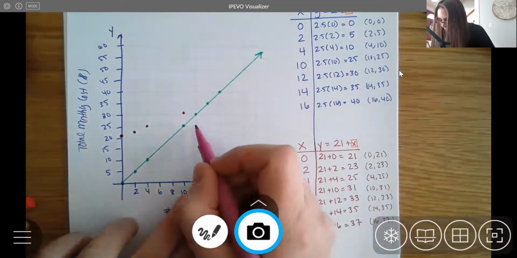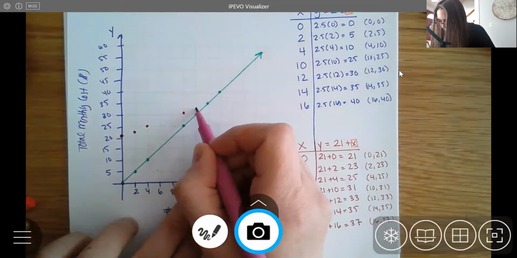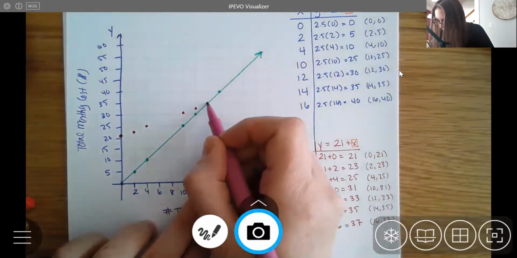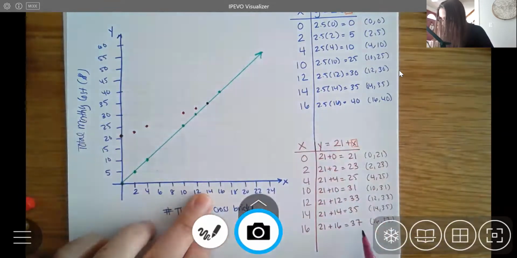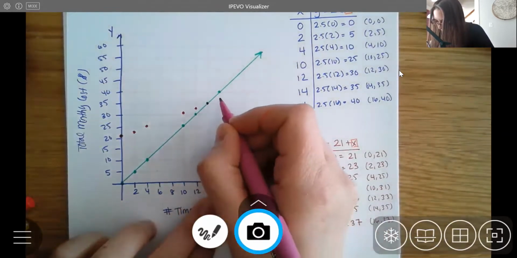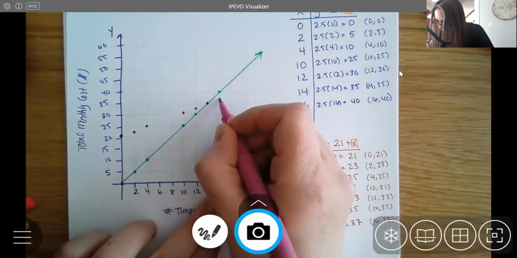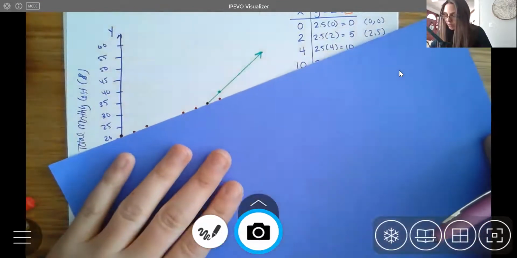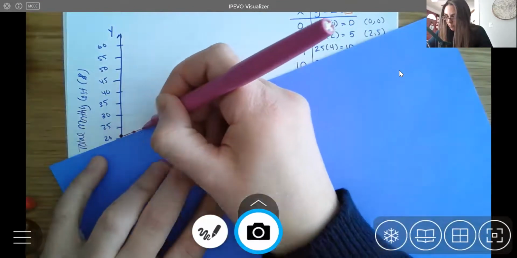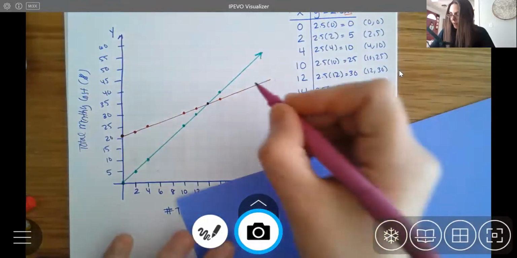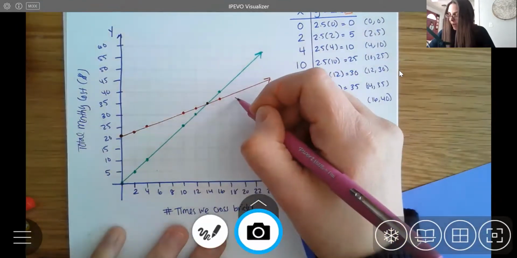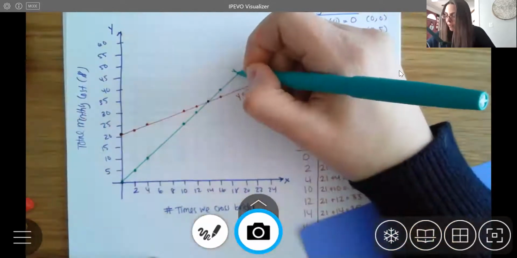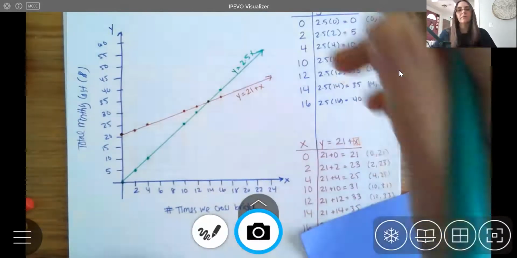Then at 12, I'm at 33. So again, kind of halfway in between the 30 and the 35. And at 14, I'm right at 35. And then at 16, I'm at 37. And again, I have a nice line here as well. So I'm going to go ahead and use my straight edge to get my graph. So this is the graph of y equals 21 plus x. And then this is the graph of y equals 2.5x.